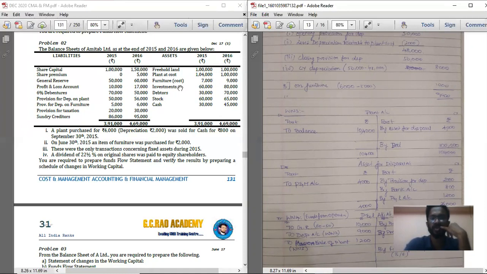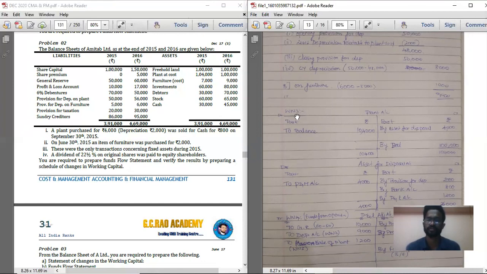Now moving on to the asset side, that is plant, furniture, freehold land. Here on the asset side, first we will finish off the adjustments they have given. Here for plant they have given an adjustment, so we'll record the plant account. So below that, working note number 3, plant account.